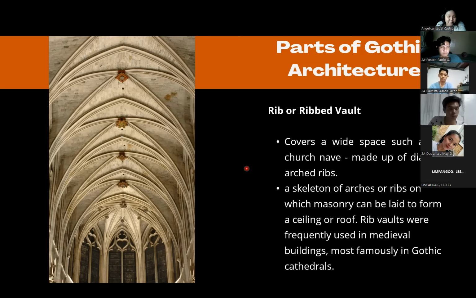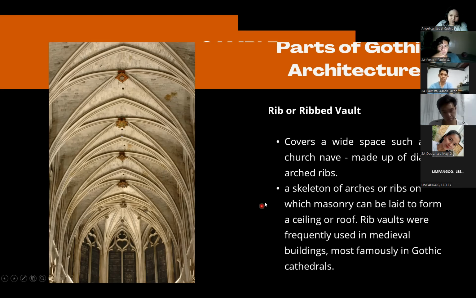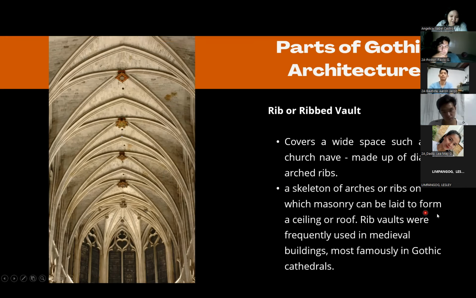Yes, barrel vault and your groin vault, or groin is also known as your cross vault kasi it's an intersection of two barrel vaults. So now your rib vault, well, it's basically a vault except now it has a skeleton of arches or ribs, which masonry can be laid down from. So dito, meron na siyang additional support. Support na agad yan eh, yung ribs na yan.